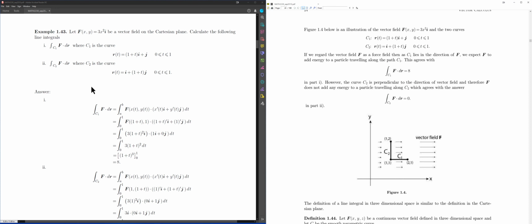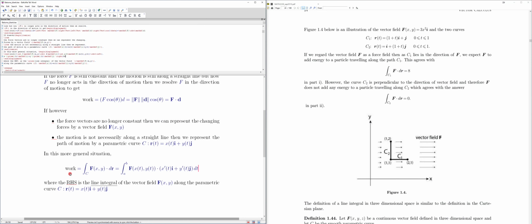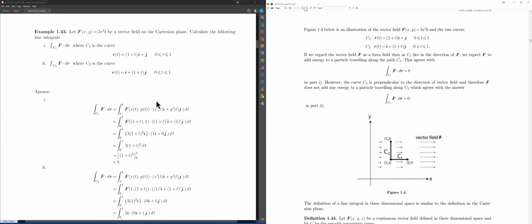Right, okay, so we worked out a line integral of this vector field along two different curves, C1 and C2, right? So let's interpret the answer as work done. Remember I said that a line integral can be interpreted as work done by a vector field on a particle as it moves along a curve C, right? Okay, so let's look at these specific examples and see if we could interpret it in terms of work done, right? All right.